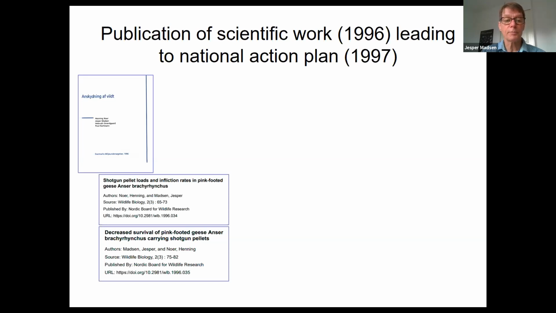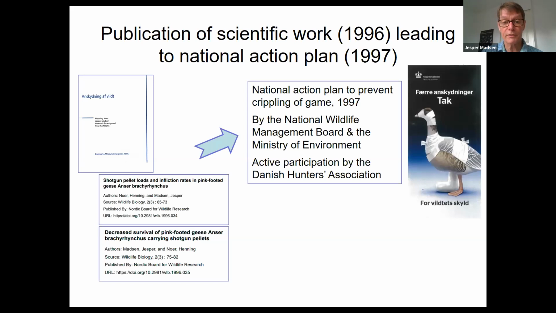When that was published, it led to a really furious response by the Minister of Environment at that moment, who demanded immediate action to reduce crippling. He actually threatened the Danish hunters that if they didn't produce positive results, he would close the goose hunting after a couple of years. So this was taken very seriously by the Danish Wildlife Management Board and the Ministry of Environment, and in close collaboration and participation by the Danish Hunters Association, a National Action Plan was implemented in 1997.